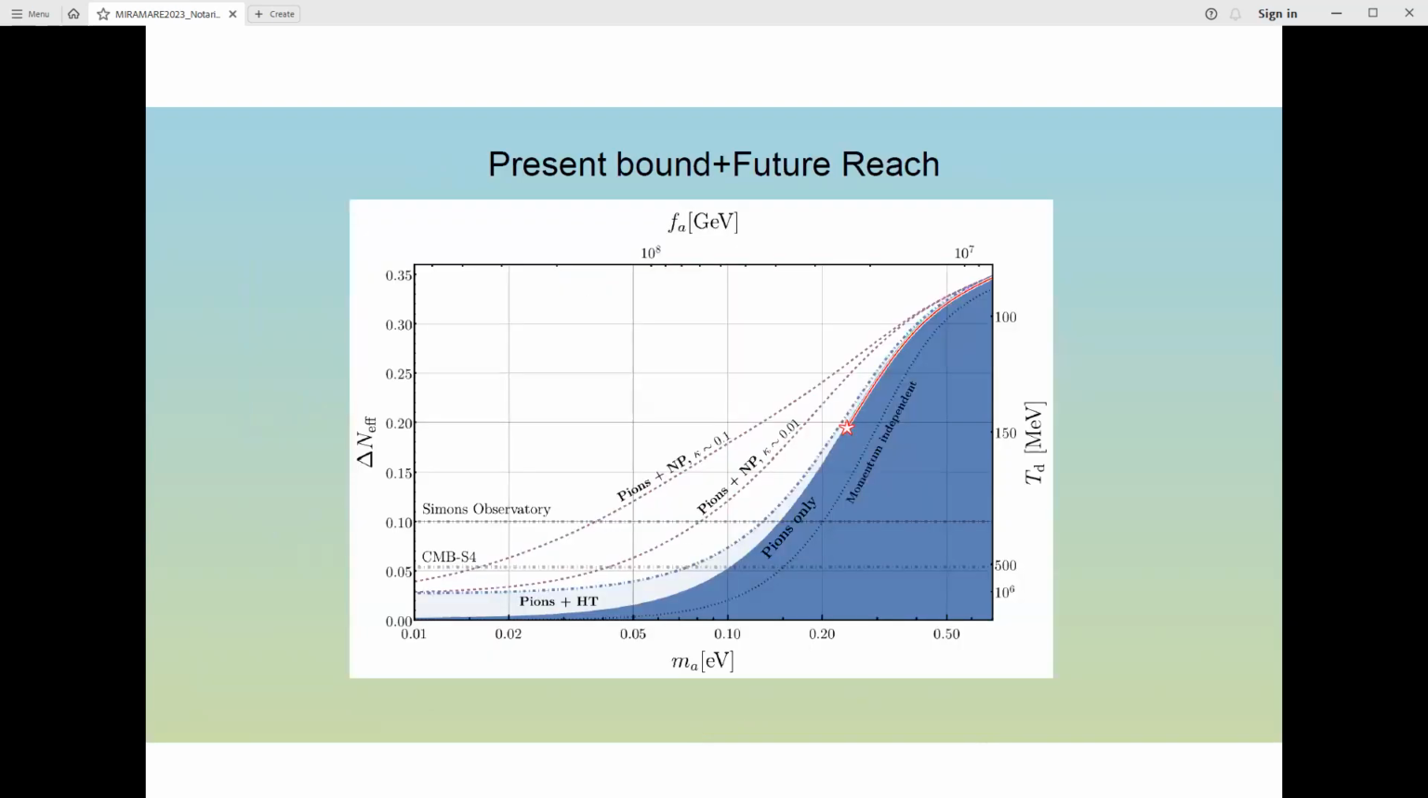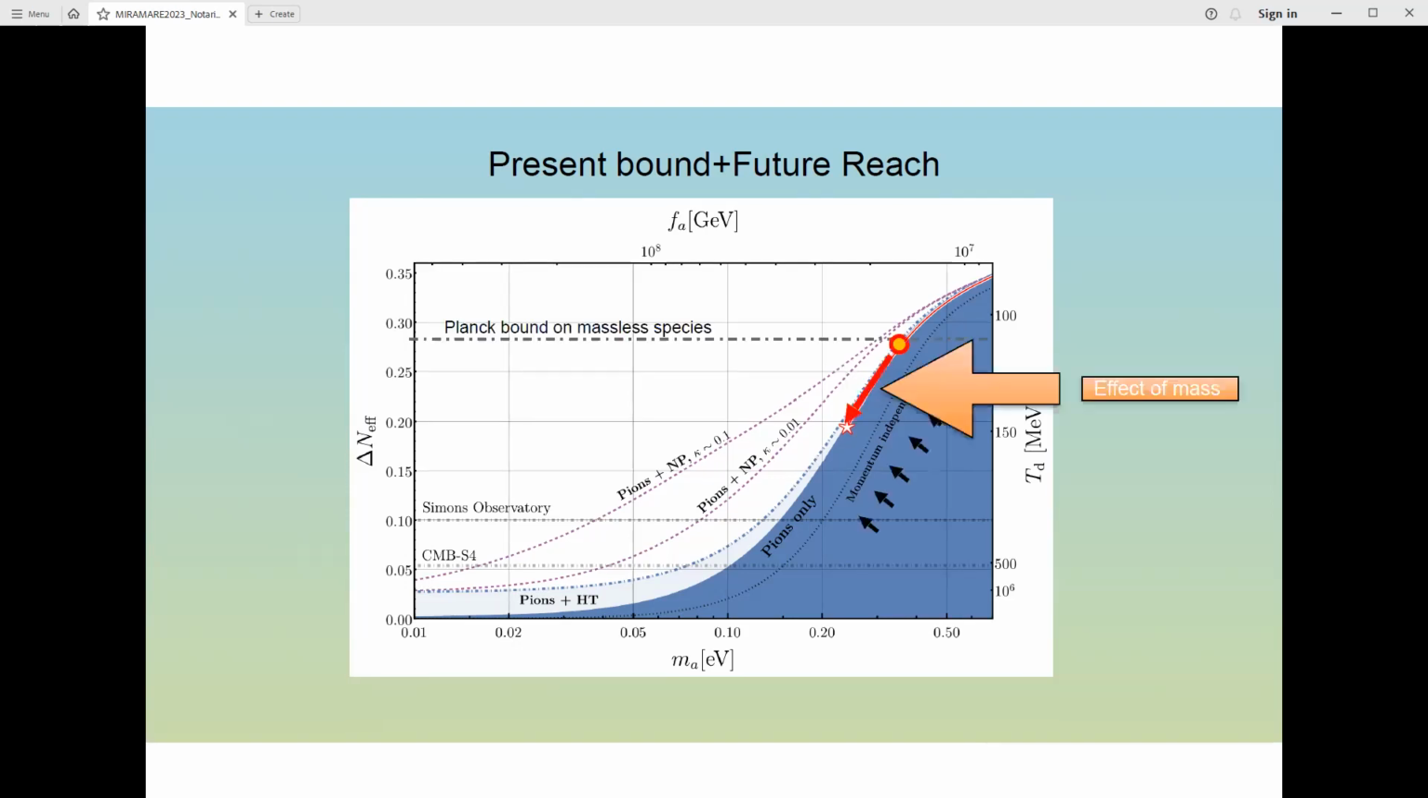Okay. Finally, let me show the results. So this red line shows the present bound. Okay. On the horizontal axis, you have the axion mass. And here you have the parameterization of the abundance, which is delta N effective. So what we find after running a cosmological analysis with CMB data is that the axion mass cannot be less than 0.24 electron volts from cosmology.